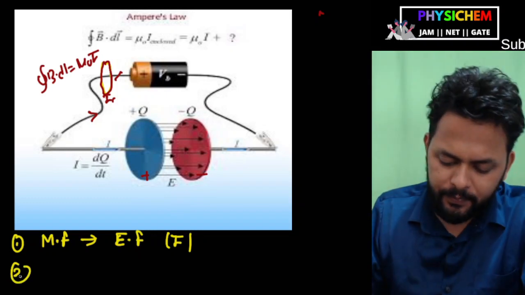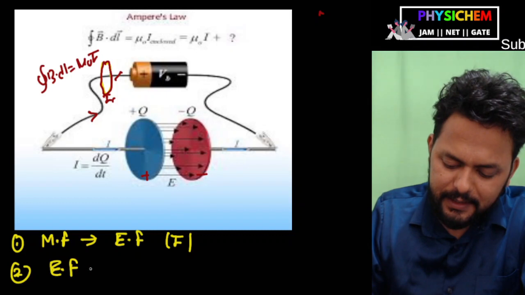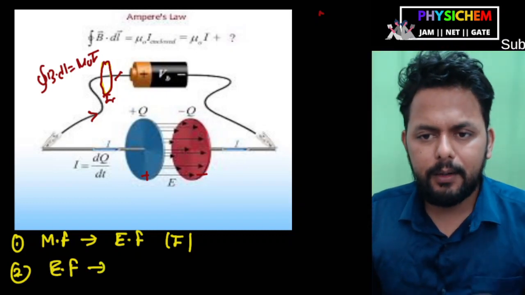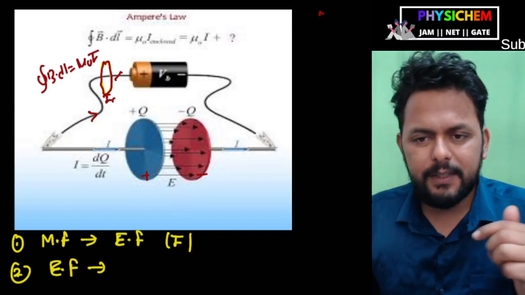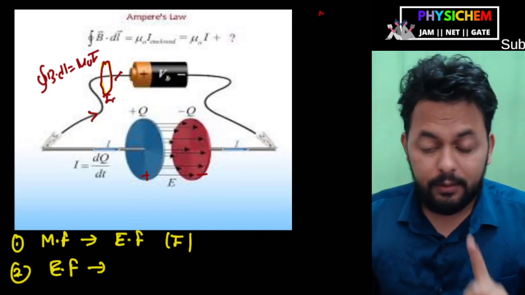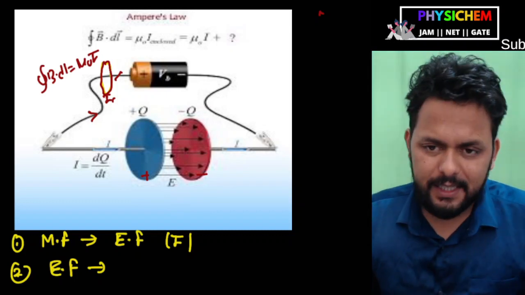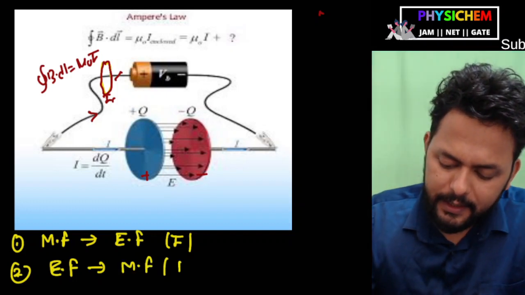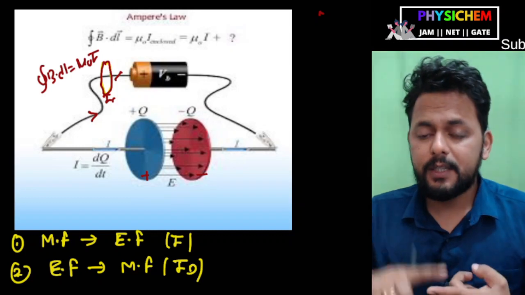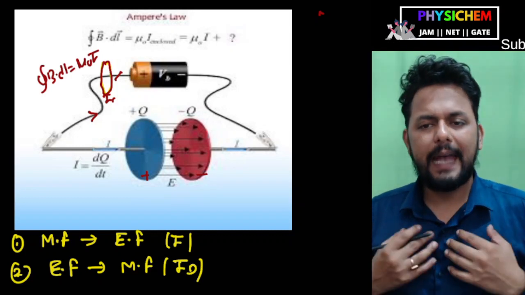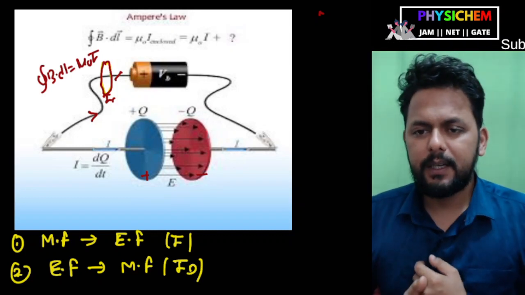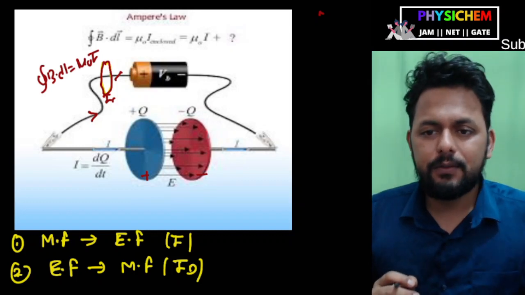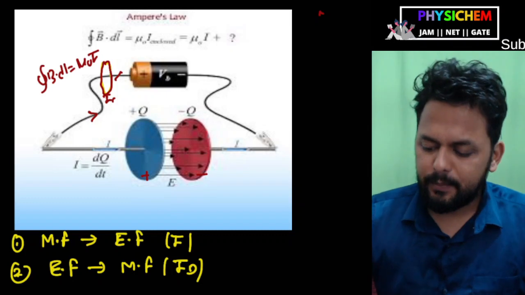Maxwell just established the reverse relation. He told you that when the electric field is changing in nature, not constant, I'm not talking about a constant electric field, I'm talking about an electric field which changes with time, it also produces a magnetic field, and the current it produces is called displacement current. So always remember, we are discussing the changing electric field which is going to produce the displacement current.